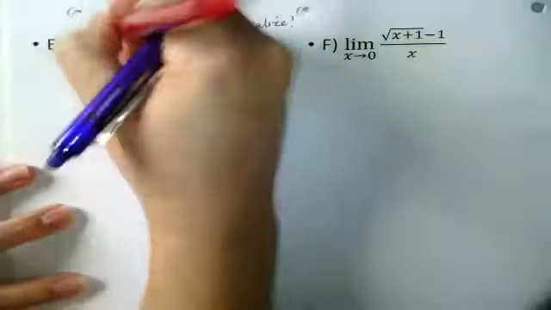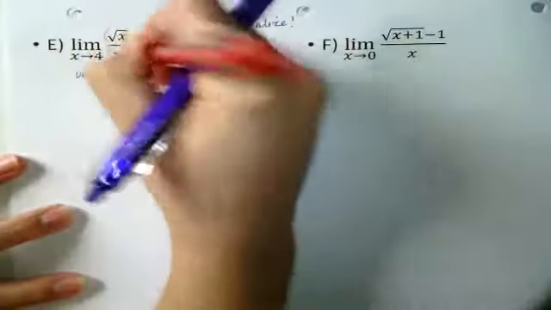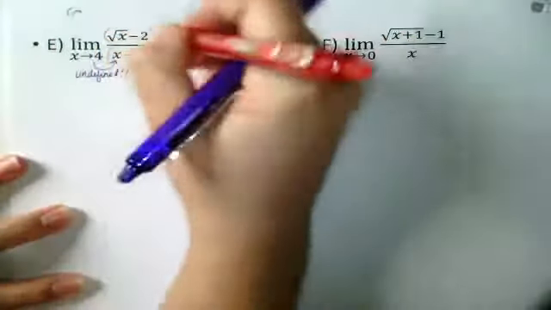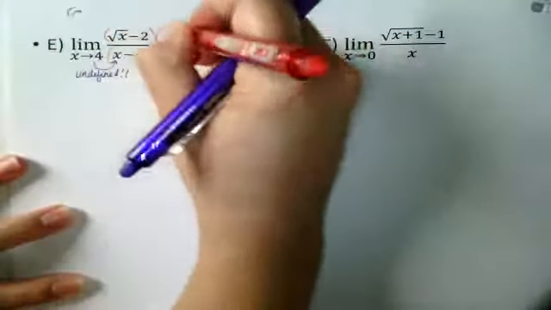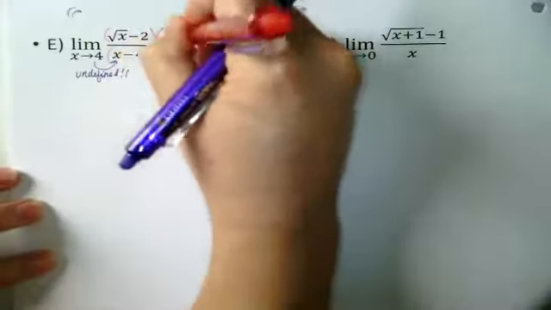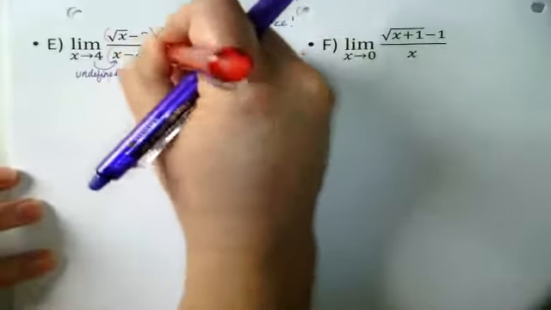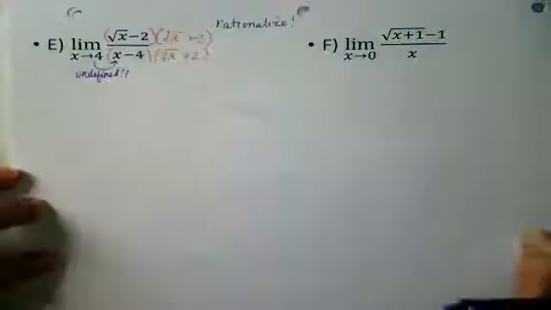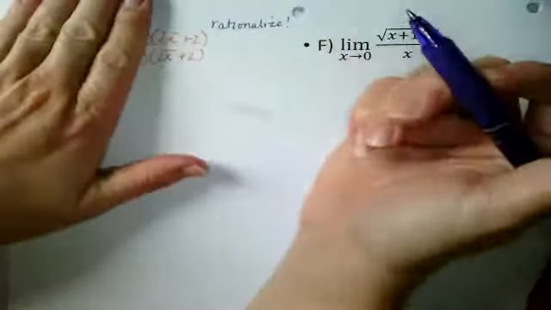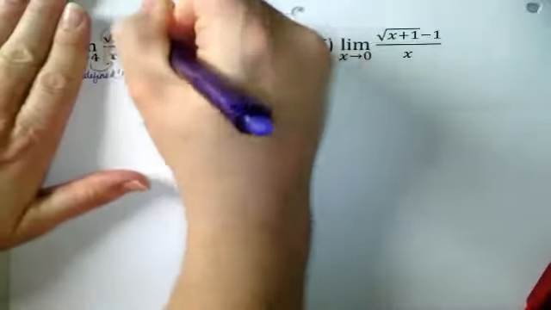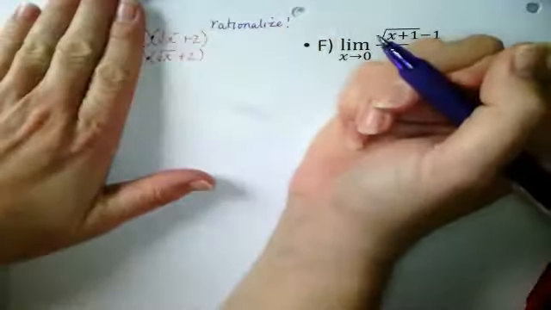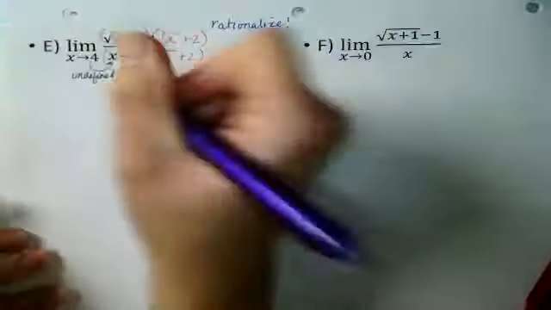So what I'm going to do is, wherever that radical is, I am going to rationalize. I'm going to multiply by the conjugate, which means multiplying top and bottom by radical x plus 2. Now, am I allowed to do that? Yes, because I am simply multiplying by an equivalent of 1.